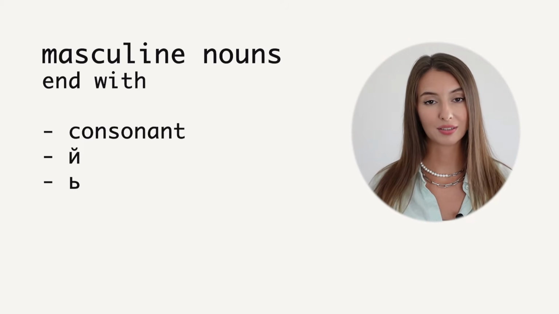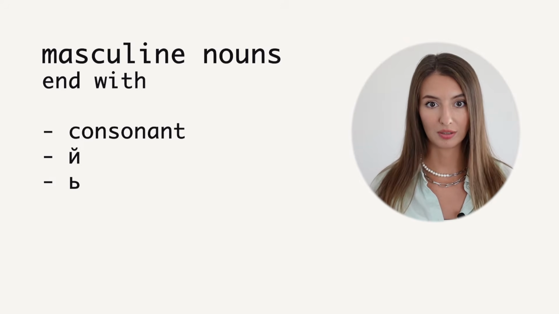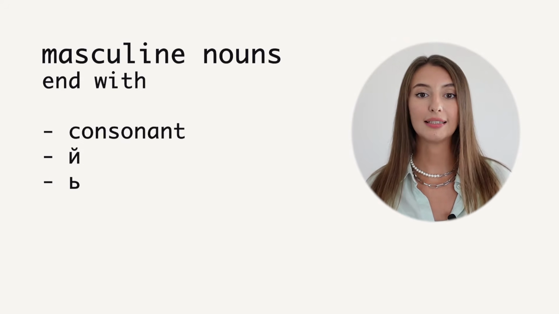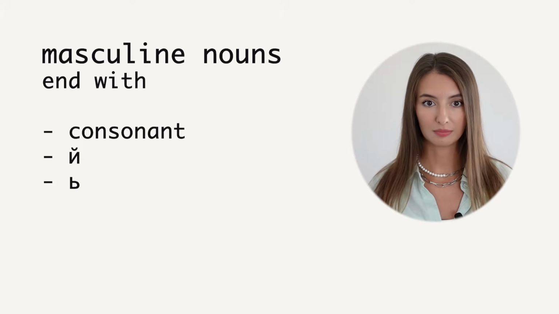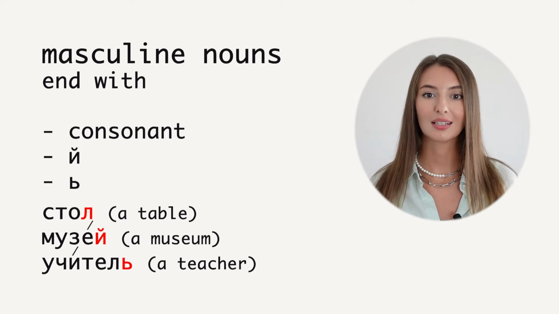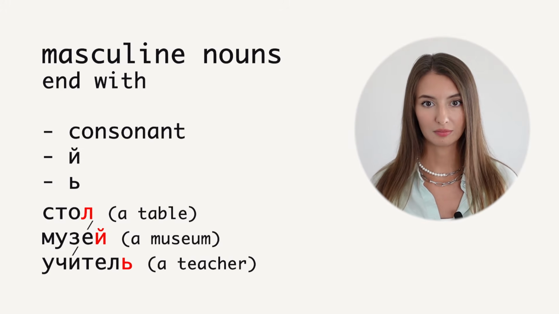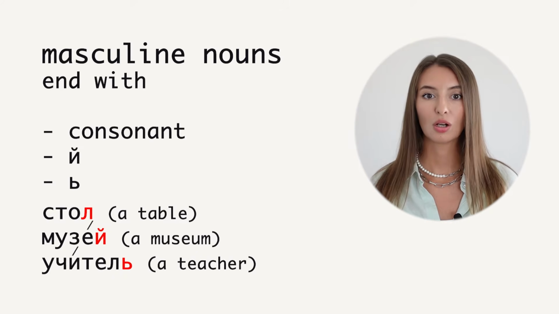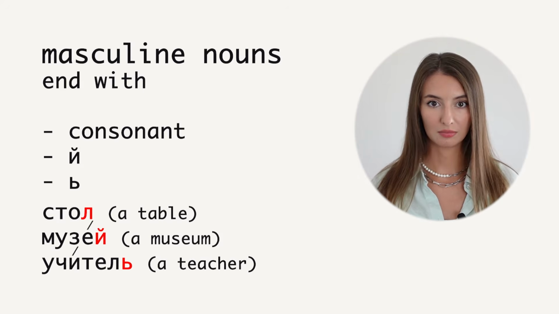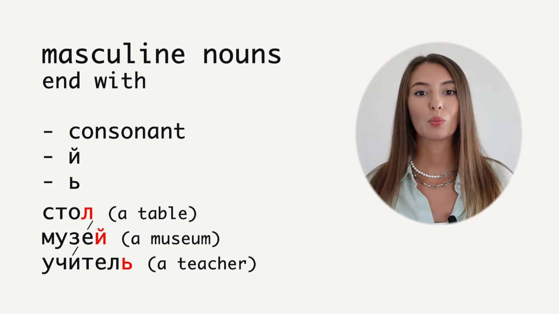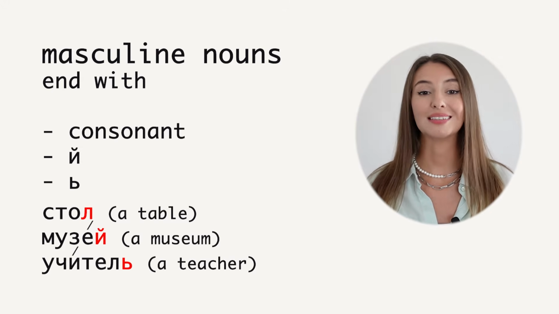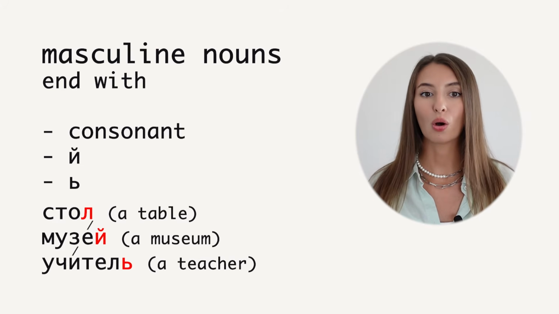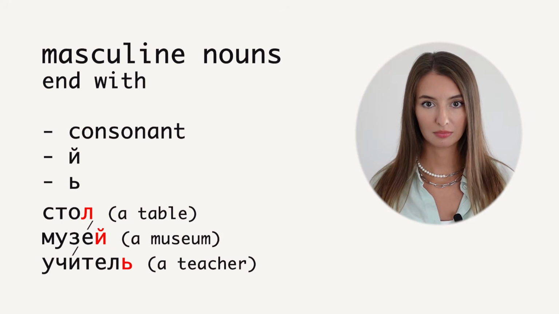The stem of masculine nouns ends with a consonant or with the letter Й краткое or with the soft sign. For example, стол, музей, учитель. In the nominative singular, most Russian masculine nouns have no ending or zero ending. The whole word is a stem.